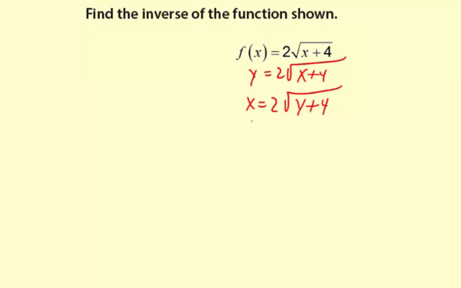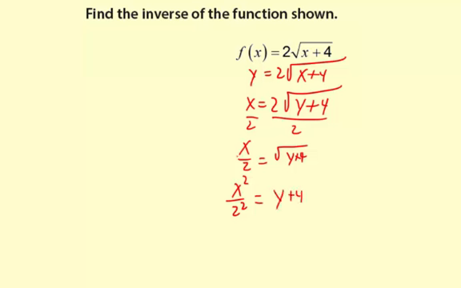So next thing we're going to do here is divide by 2 on both sides to get this radical by itself. So x divided by 2 equals square root of y plus 4. Now to get rid of the square root with a y, we need to square both sides. So it's going to be x squared over 2 squared equals y plus 4.